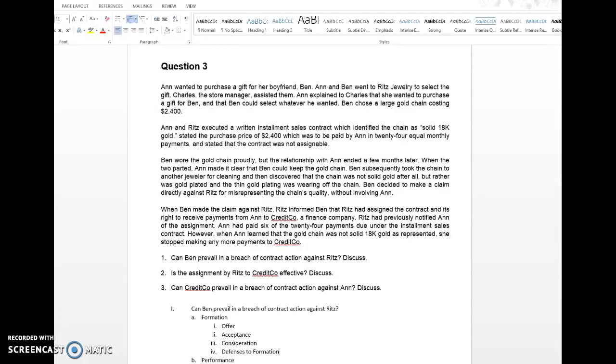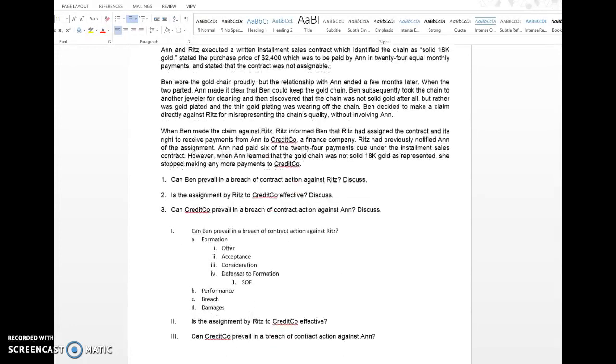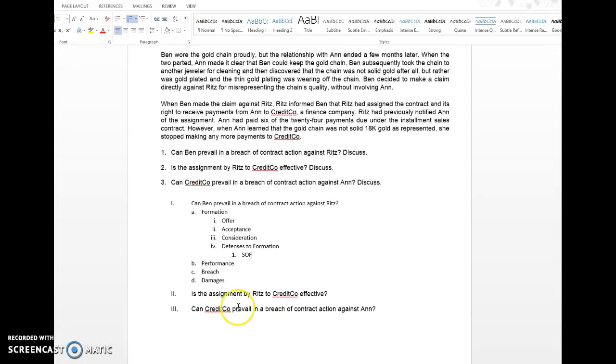And if you're somebody that often forgets the statute of frauds, or you always find yourself putting the statute of frauds in the wrong place, I would come in here and just write statute of frauds. That way you don't have to worry that you're missing anything. Because what we're looking at right here is, can he prevail in a breach of contract action, we first need to identify that there was a contract. So that's where we're going to be heavy on formation: offer, acceptance, consideration, defenses. So this is how I set it up.